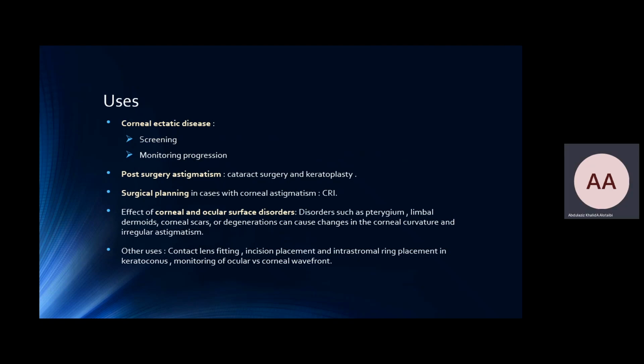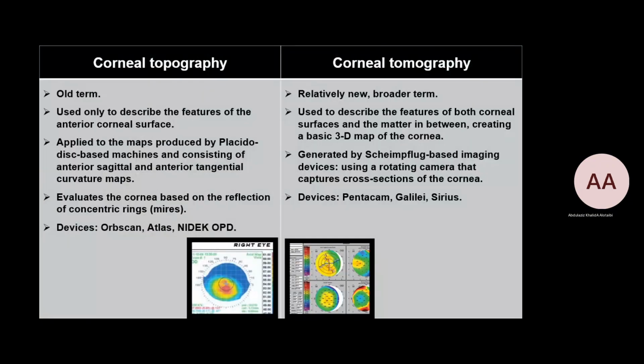Does anyone know any other uses for topography other than the mentioned uses? It can also be used in IOL calculation, patient selection in refractive surgery, corneal procedures, rings, multifocal IOLs, toric IOLs, and ICLs as well. Now, what is the difference between corneal topography and corneal tomography?